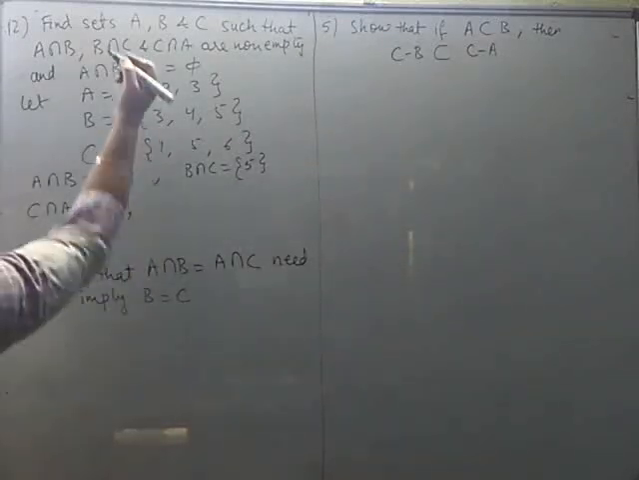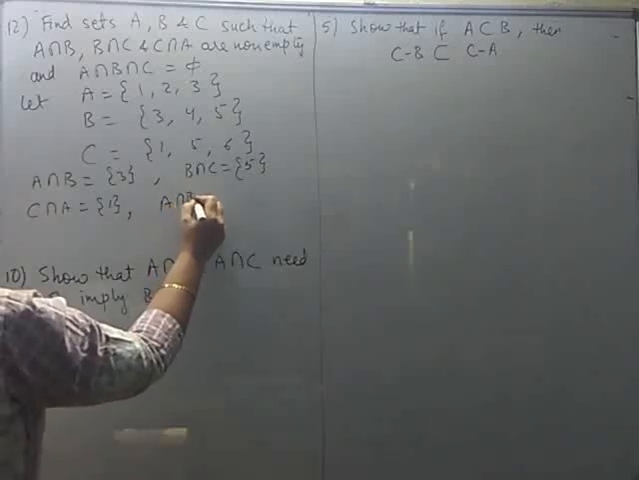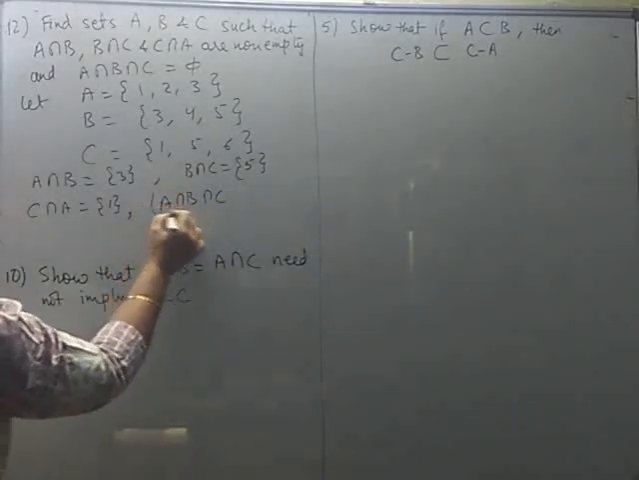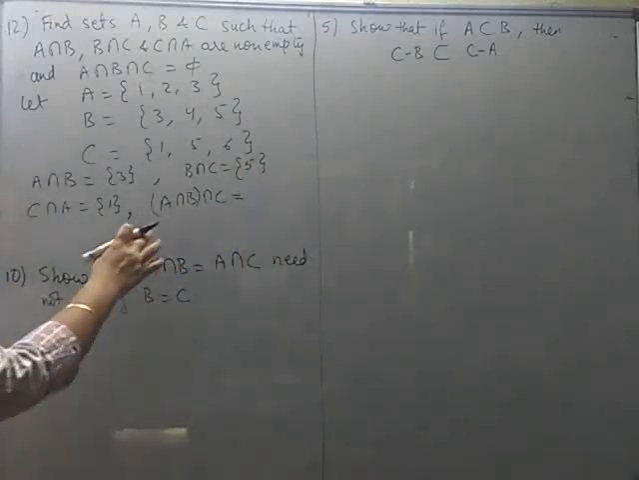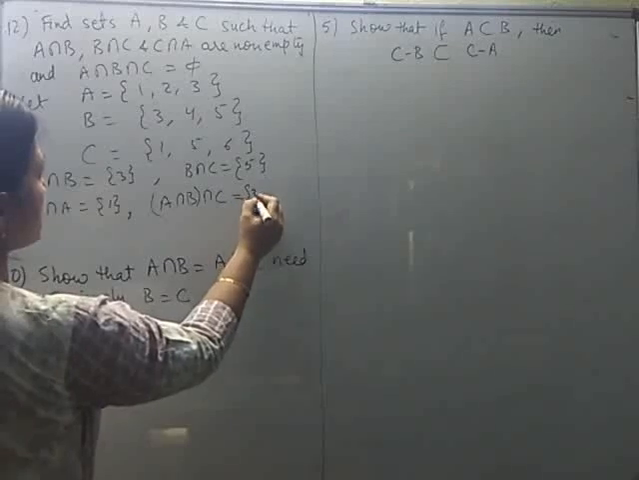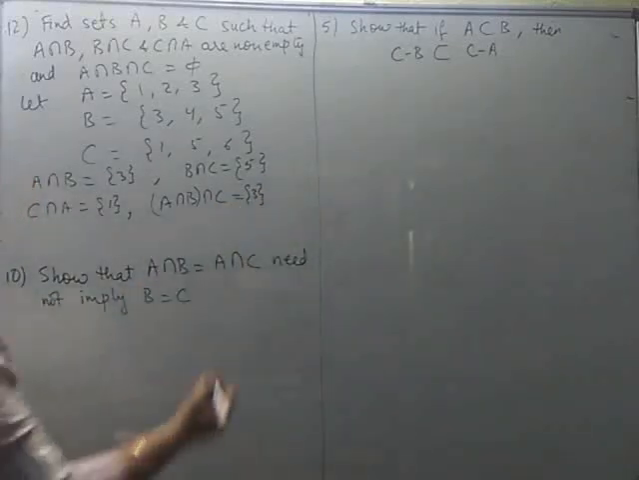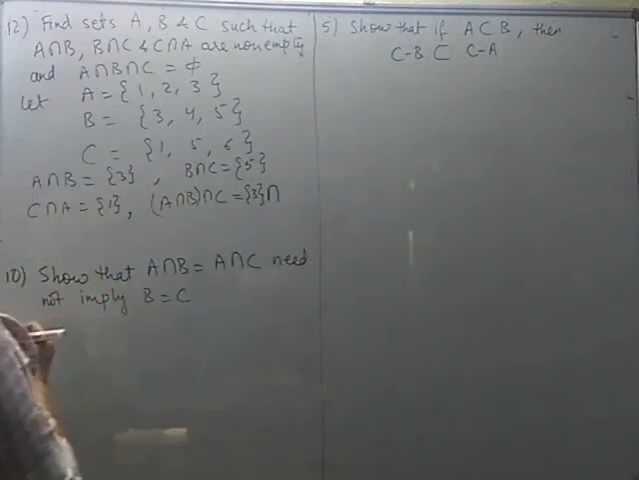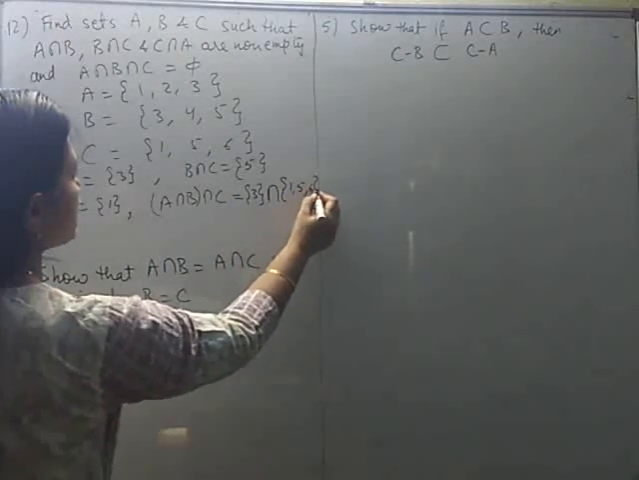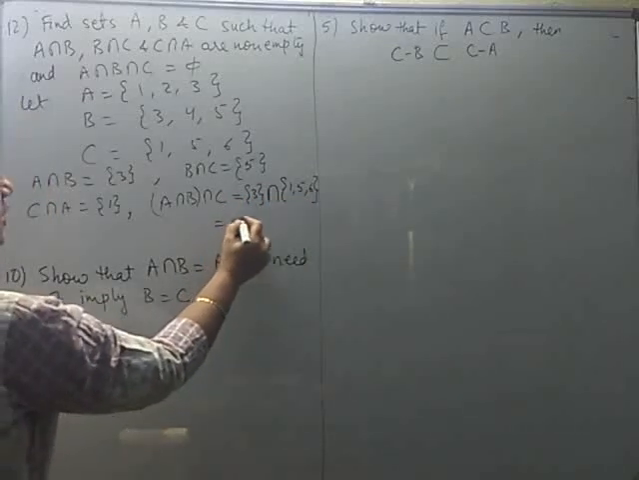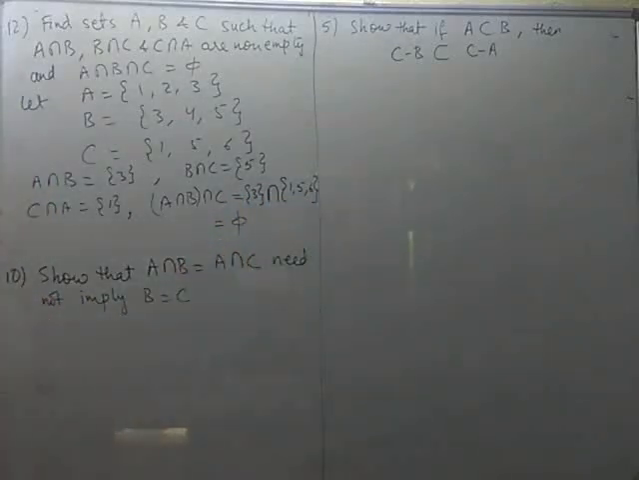Now checking for the next condition, which is A intersection B intersection C. You can write intersection of any two first and then take its intersection with the third one. Now A intersection B, we found it was having only one element, that was 3, and then its intersection with the set C, which has numbers 1, 5 and 6. So when we take intersection of these two, we get a null set. So we could frame three sets according to the given condition. You can have some set on your own also.